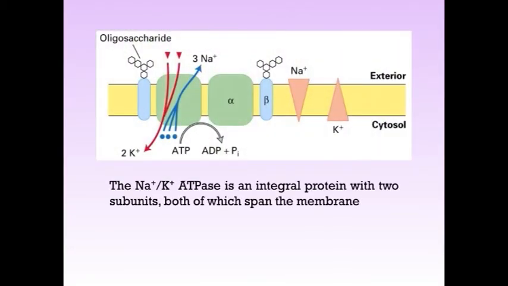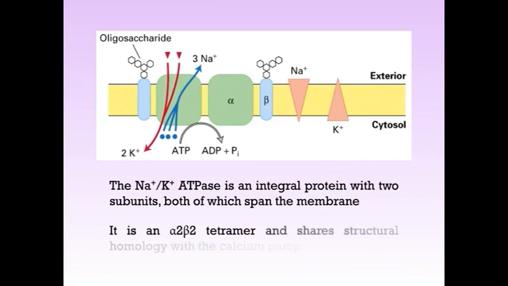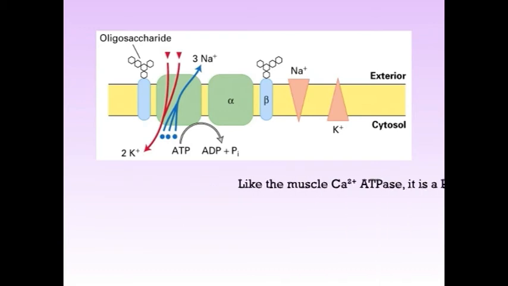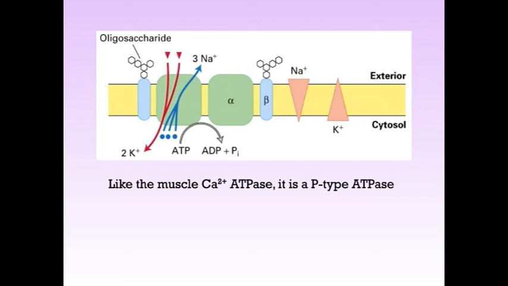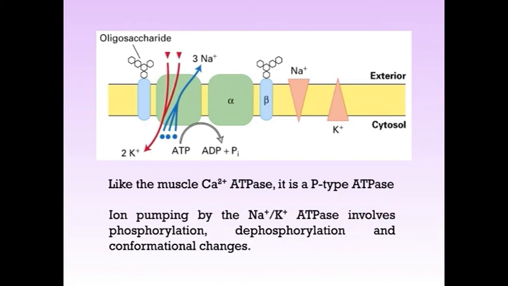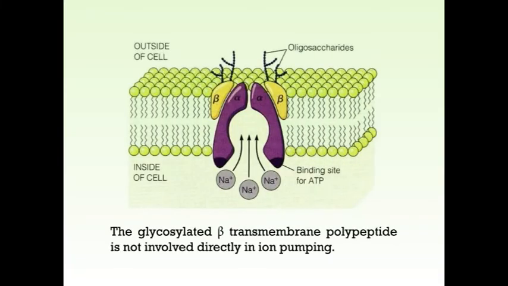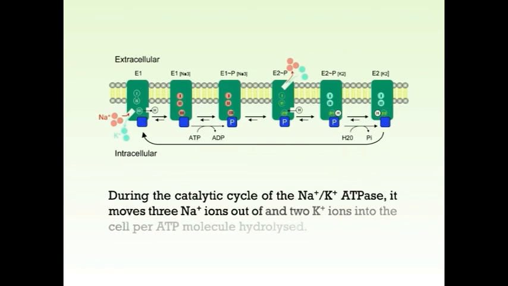The sodium-potassium ATPase is an integral protein with two subunits, both of which span the membrane. It is an alpha-2, beta-2 tetramer and shares structural homology with the calcium pump. Like the muscle calcium ATPase, it is a P-type ATPase. That is, ion pumping by the sodium-potassium ATPase involves phosphorylation, dephosphorylation, and conformational changes. The glycosylated beta transmembrane polypeptide is not involved directly in ion pumping. During the catalytic cycle of the sodium-potassium ATPase, it moves three sodium ions out of and two potassium ions into the cell per ATP molecule hydrolyzed.